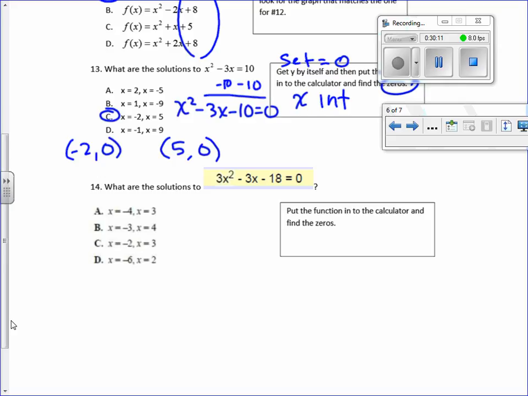I got -2 and 3 for this one. Did anybody else get that? You did? Sounds good to me. So -2 and 3 for 14. That's what I got as well. So that'd be C.